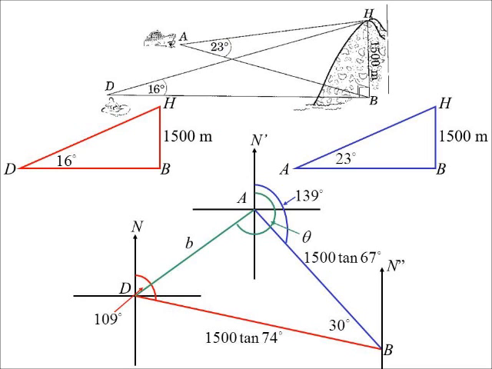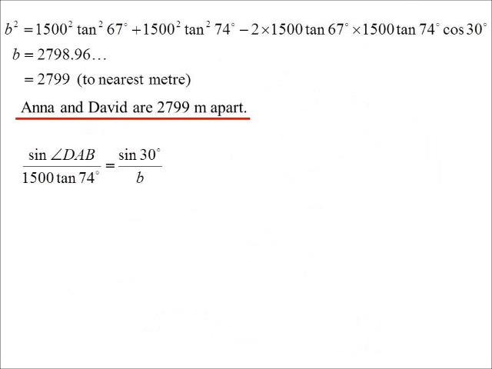We want to find that green angle there. We know the blue line's 139 degrees. We have now worked out that that's 30 degrees down there. That might be useful. We know that's 109. Let's see, how did I do it? I used a sine rule and found angle DAB, because we've now worked out what B is.